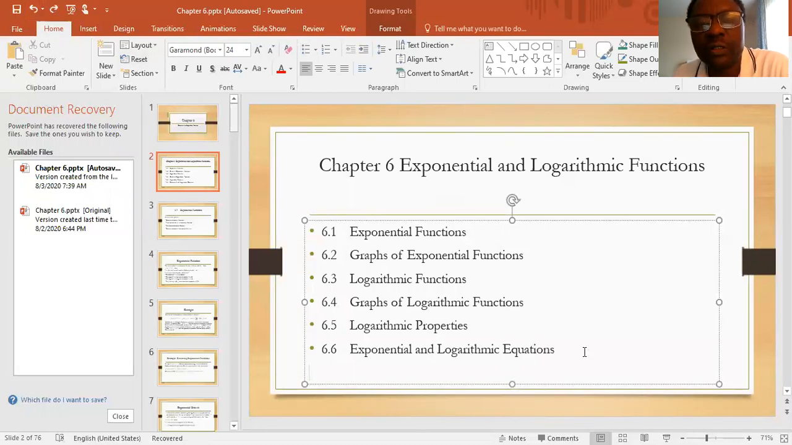6.1 is exponential functions. In 6.2, we are going to learn about the graphs of exponential functions. And in 6.3, the logarithmic functions. 6.4, graphs of logarithmic functions. 6.5, logarithmic properties. And 6.6, exponential and logarithmic equations.